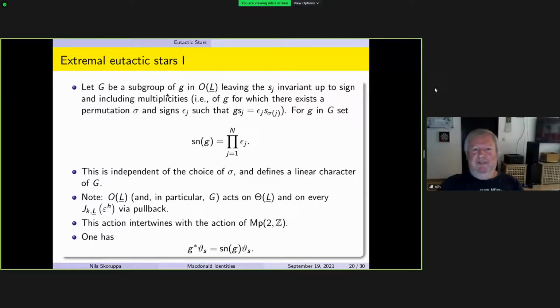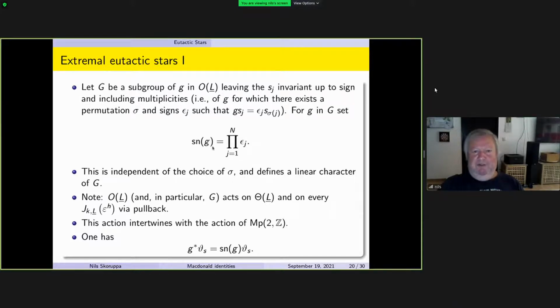So what we do is we take a subgroup G of O(L) which leaves the Sj invariant up to sign, right? So that might happen. Maybe it doesn't happen, but maybe it happens for some eutactic star. And I will give examples in a moment. And if we have something like that, a subgroup G of O(L) which leaves invariant this eutactic star up to sign, so permutes the elements of the eutactic star up to sign, then we can define a sign for each G in the subgroup G. We take this epsilon j, the signs which come in when we permute, right? So if you apply G to an Sj, then this is S sigma j, sigma is the permutation associated with G, times some sign. And we take the product of these signs, and then one can show that this indeed defines a linear character of the group G that we have here.